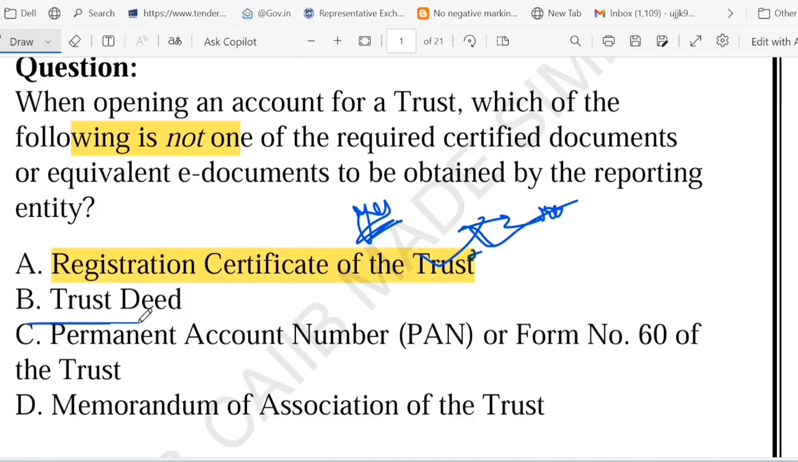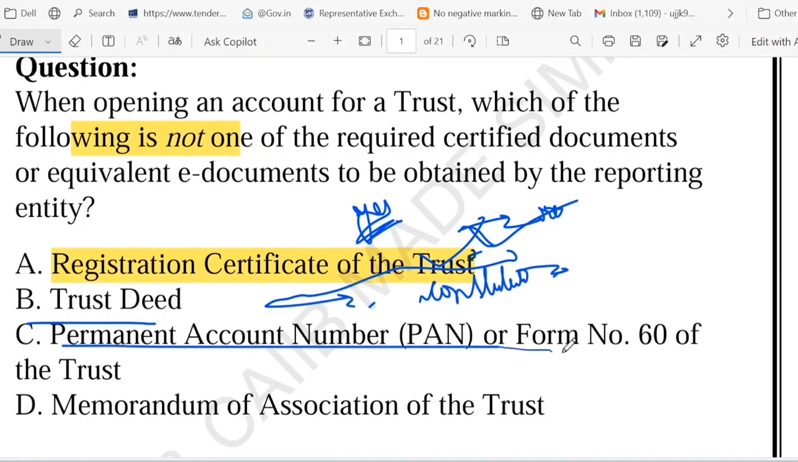What about the trust deed? Yes, I think the trust deed is also mandatory. So basically, the trust deed is like the constitution of the trust. It explains why the trust was formed, who the trustees are, and what powers they have. The bank needs this to know how the trust will operate.